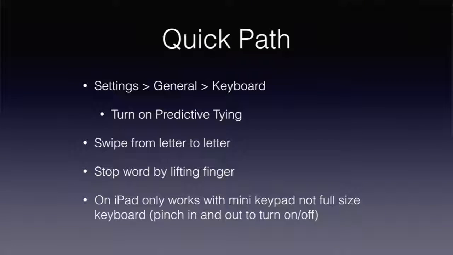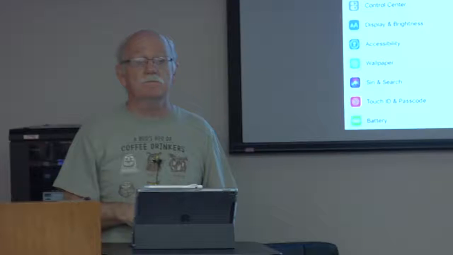You go to Settings, General, Keyboard. You have to have predictive typing on, and then on your keyboard you can swipe from letter to letter. Predictive typing is when you start to type something and you're either misspelling it or you do part of it, your phone or iPad will suggest, did you mean, and you can do it. Without predictive typing, the swiping doesn't work well at all.